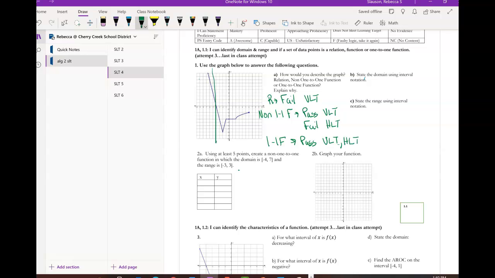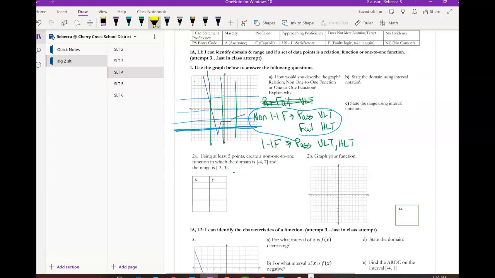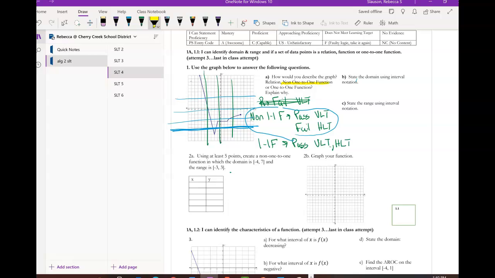So drawing vertical lines, yep, it's hitting it once. So it's passing the vertical line test. So this option's out. Right now it's non-one-to-one or a one-to-one. So now I'm going to see if it passes the horizontal line test. And if I start drawing lines through, it fails in this last line here because it's going to hit my shape twice. So it's failing the horizontal line test. So that's going to make this first one a non-one-to-one function.